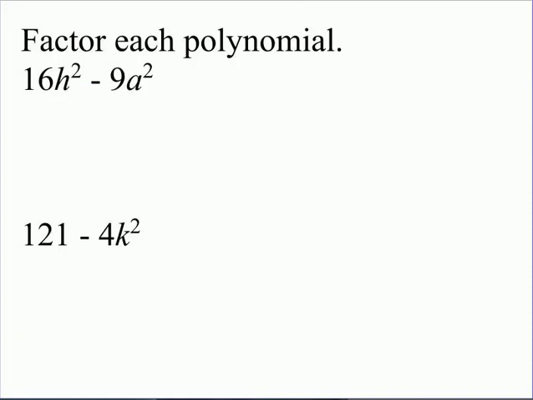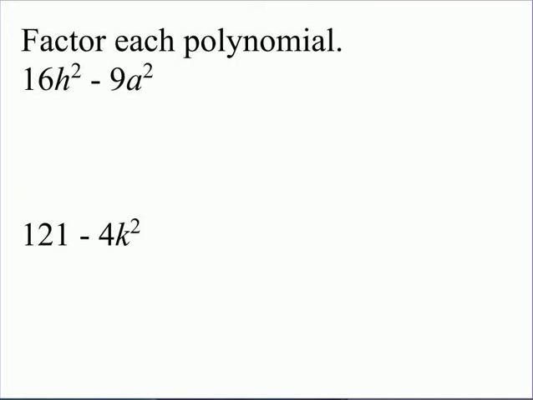It says factor each polynomial. I have 16h squared minus 9a squared. Let's think back to the very first step we talked about yesterday and the days before. We have to take out something in common, if we can. Is there anything in common? No. So then I look at the numbers I'm given: a 16 and a 9. Automatically I should be thinking, those were on the list. I've got a subtraction sign, so this might be the difference of two squares.